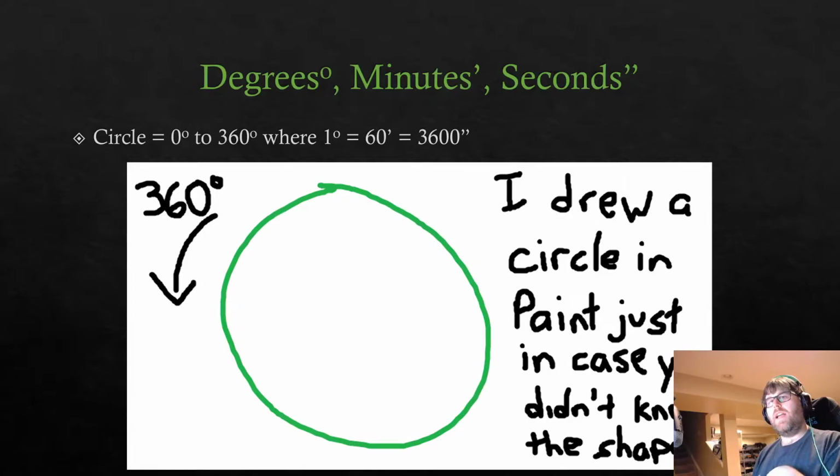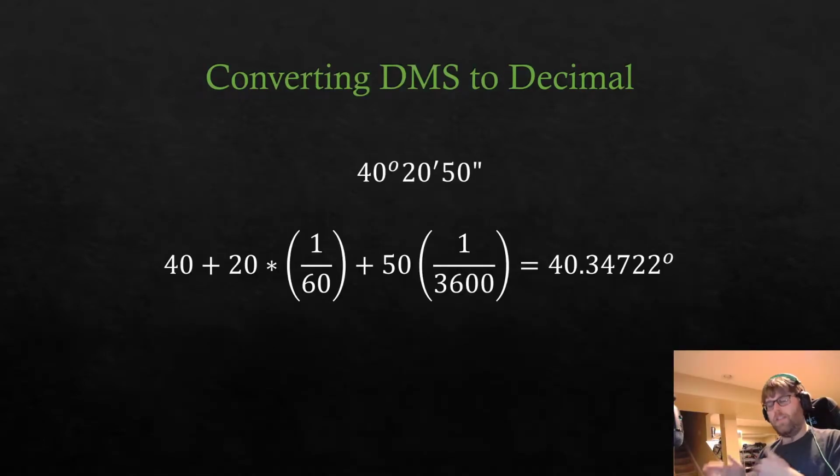So I believe you should have talked about degrees, minutes, and seconds in surveying, but if you have not yet, we're still going to cover it a little bit. So when we're using degrees, minutes, and seconds, a circle is from 0 degrees to 360 degrees. And in terms of equivalent units of measure, 1 degree is equivalent to 60 minutes, which is equivalent to 3,600 seconds. So the minutes and seconds are kind of the decimal portion of a decimal degree.